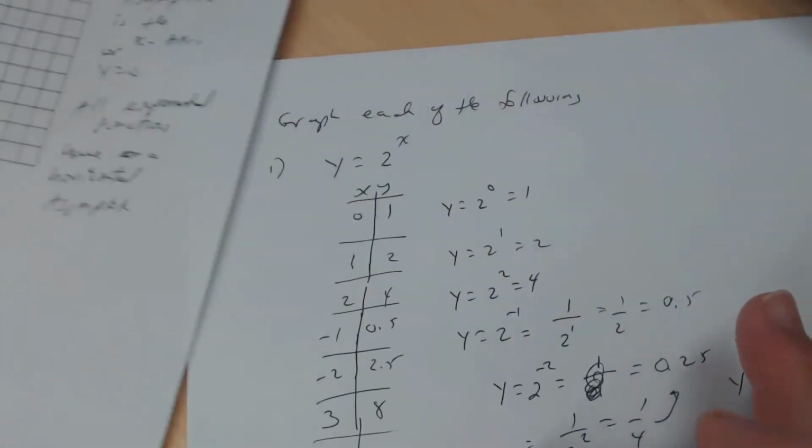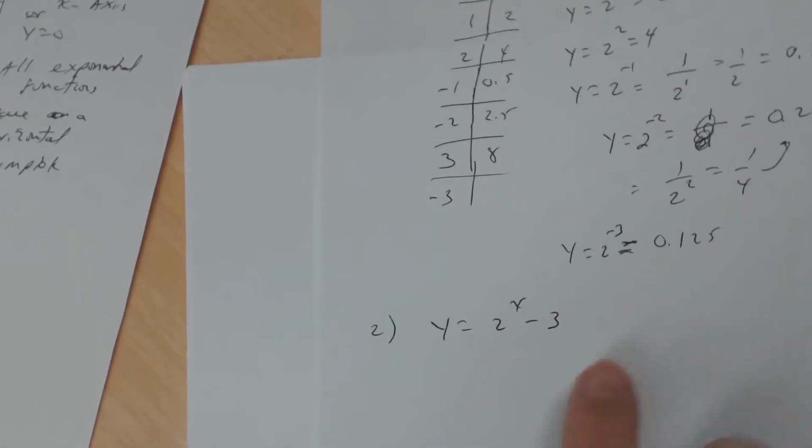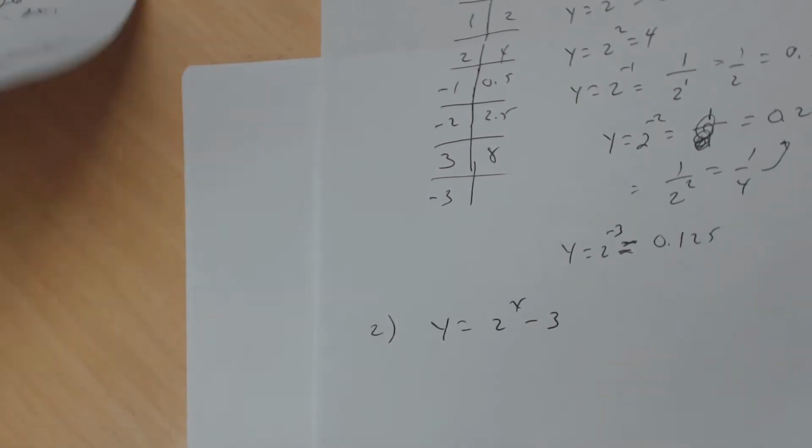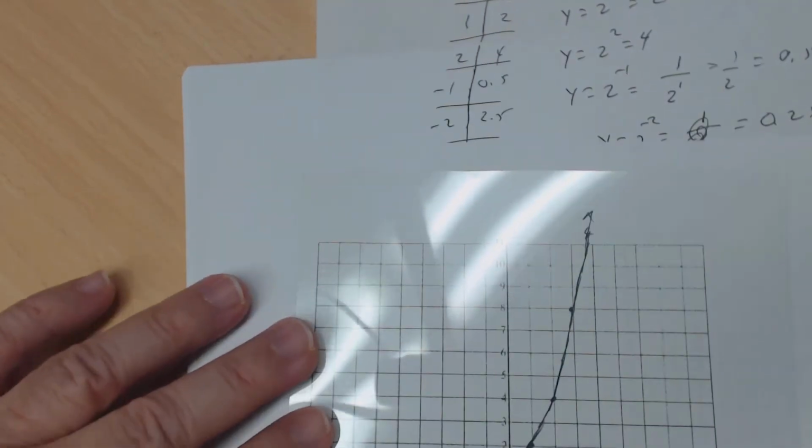All right, now let's talk about this in relation to the next one. Suppose I wanted to graph this now. Number 2, y equals 2 to the x minus 3. Okay, y equals 2 to the x minus 3. I'm going to go back and put this on a transparency. And then we're going to talk about transformations in terms of this.